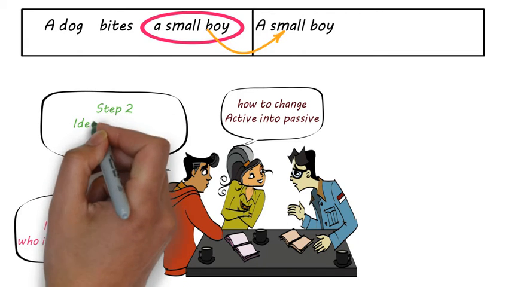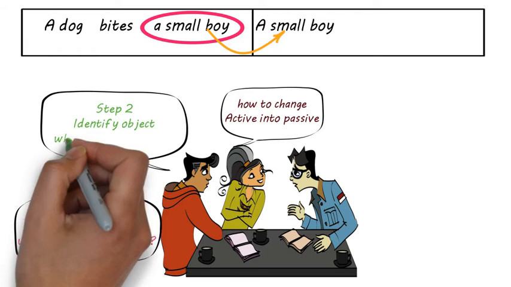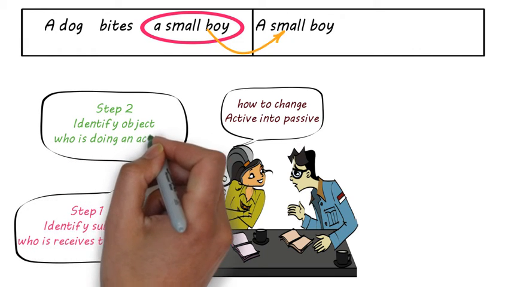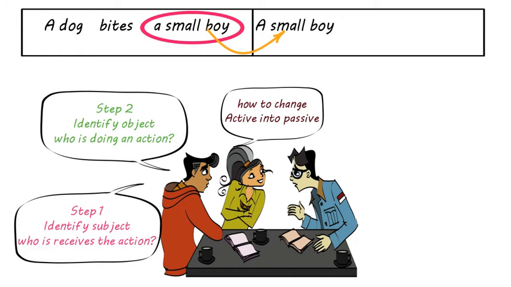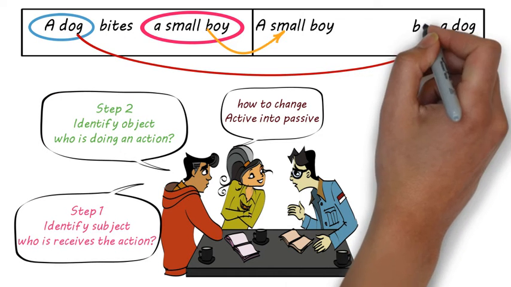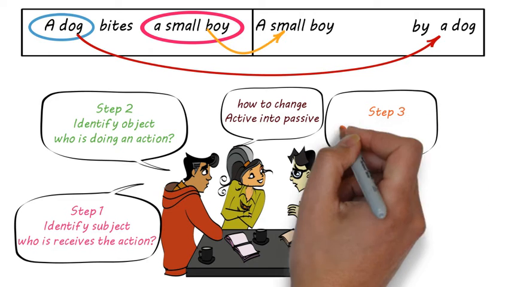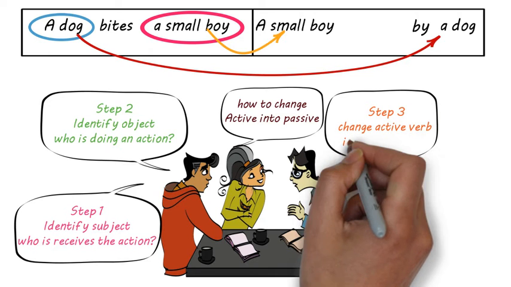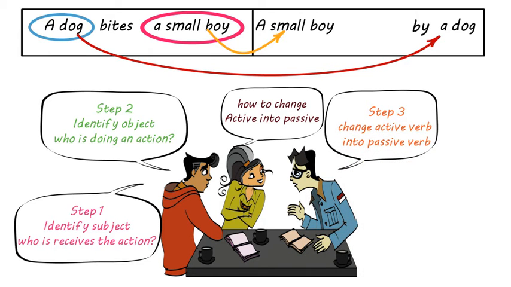Step 2. Identify the subject of the active sentence, who is doing an action. The only thing doing an action here is the dog. Therefore, the dog is the object of the passive sentence with the preposition by. Step 3. Change active verb into passive verb: to be plus verb 3 or past participle. Use the verb to be in the same tense as the main verb of the active sentence.